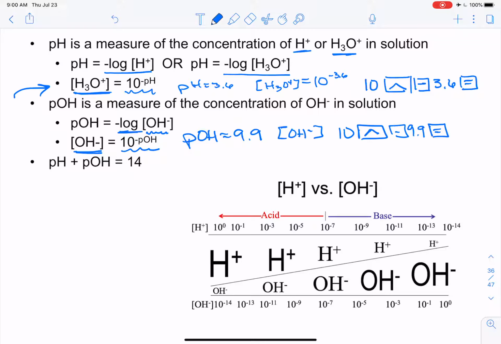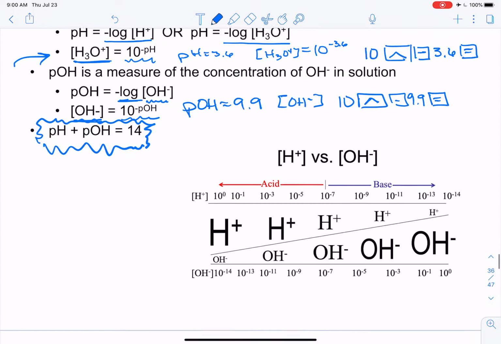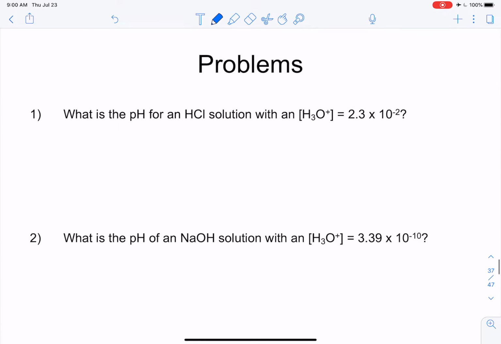All right, another equation that you guys need to know is that the pH plus the pOH equals 14. So there's that number 14 again. So zeros and sevens and 14 should definitely be sounding familiar to you guys. All right, let's do some problems.